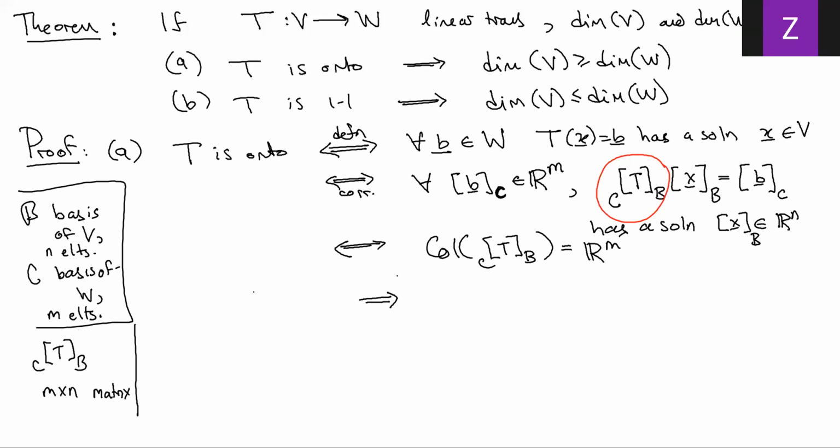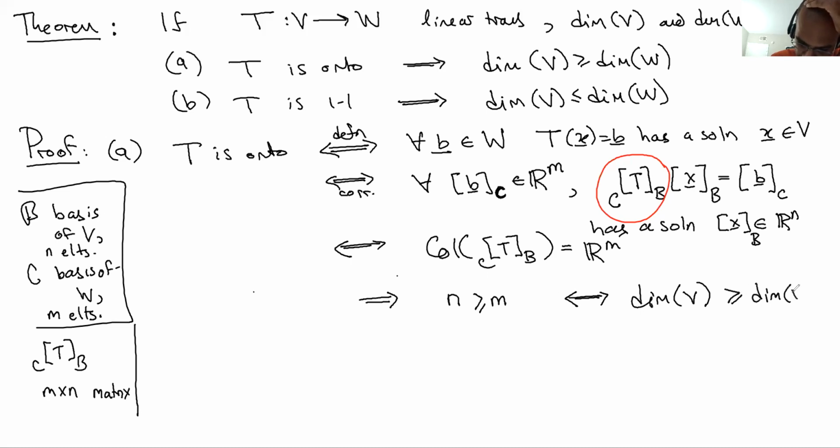Wouldn't this imply that N has to be greater than or equal to M, because we couldn't increase the dimension, we can only decrease it? Exactly. N is greater than or equal to M by something we did before the midterm, right? I won't repeat it. But then this is the same thing. So what is N? N is the number of basis elements of B, which is the dimension of V. And M is the dimension of W. So that's the proof. And part B is similar. I won't do it here.